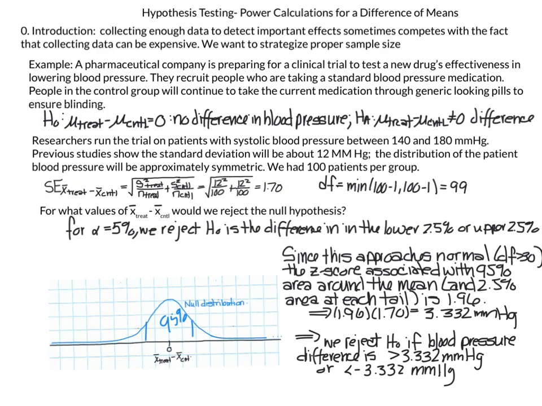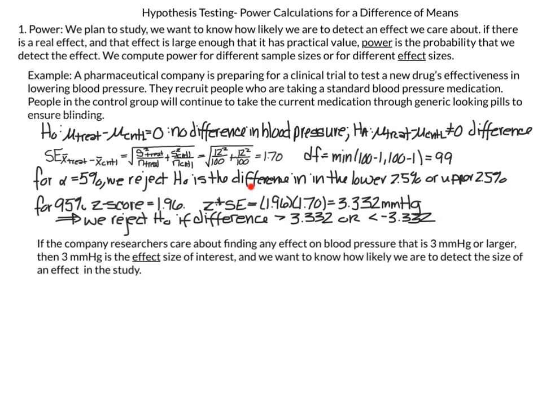You can use the t-distribution, but since this approaches normal because the degrees of freedom is greater than 30, the z-score associated with the 95% area around the mean and 2.5% at each tail is 1.96. You can look it up on the normal curve. So 1.96 standard errors, and the standard error is 1.7, is 3.332, whatever this pressure measurement is. So we will reject H0 if the blood pressure difference is greater than 3.332 or less than negative 3.332. So again, I kind of summarized this over here for our 5%. This is where we reject.